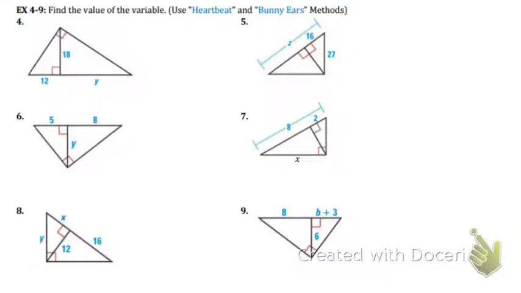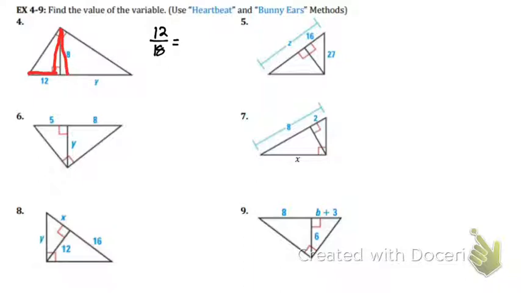So the first one, I see a number is on the altitude, so we're going to use the heartbeat method. I usually go left to right. You can go right to left. It doesn't matter, but I'm going to go from left to right. I'm going to say, okay, we're going to write down 12 first. And it's going to be 12 over, I'm going up, 18 is going to equal, I'm going to come back down.